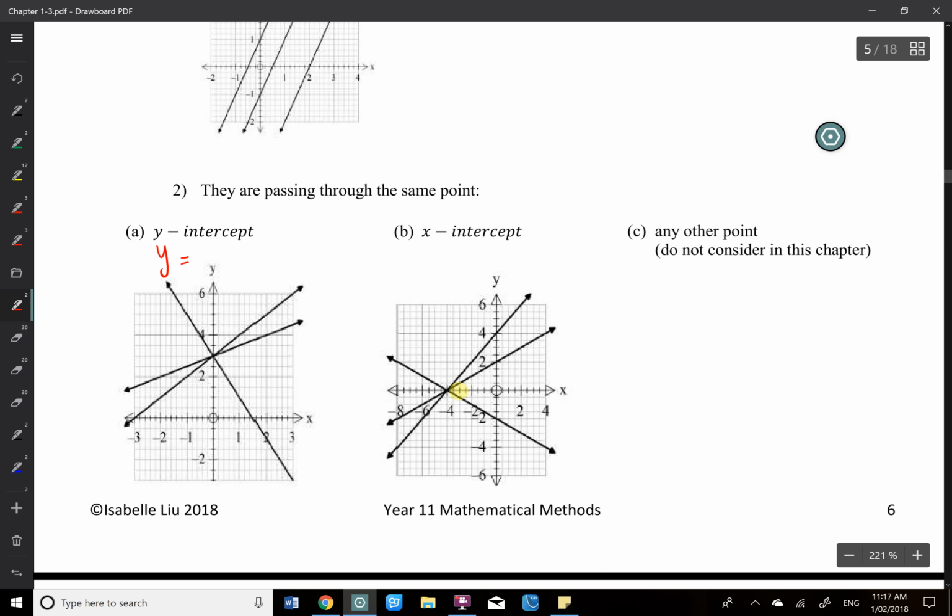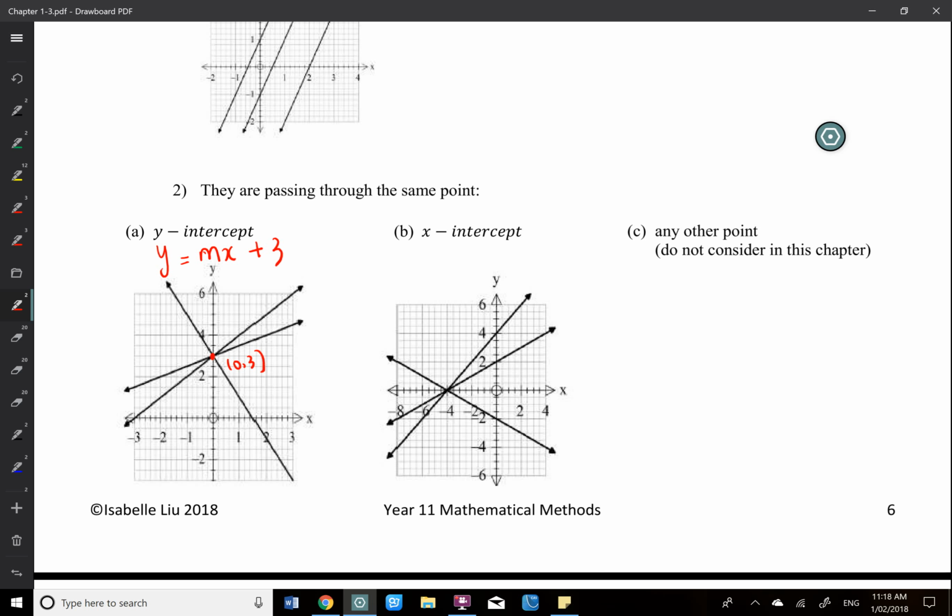Because I can write a family of functions like this. The y-intercept is (0, 3). If you can read that, that's (0, 3). So I can write all of these graphs in the form y = mx + 3. When m changes, the graph rotates, but they all rotate about the point (0, 3). In that case, the common thing is the y-intercept, which is (0, 3), and they all have different gradients. When you change m, you find different functions, but they are all rotating about that point.